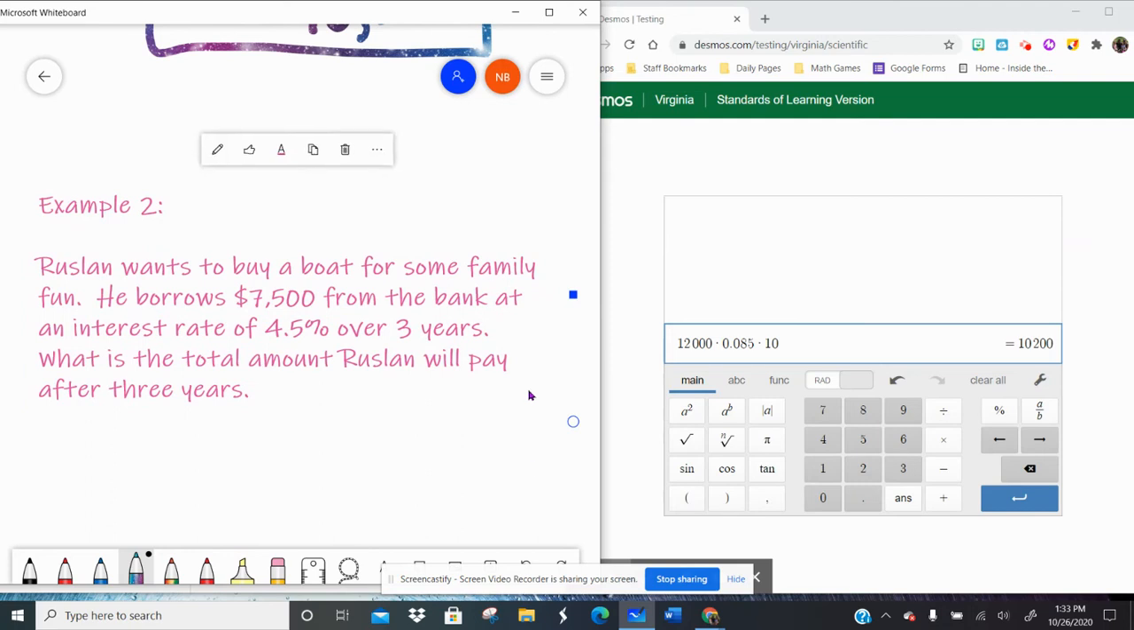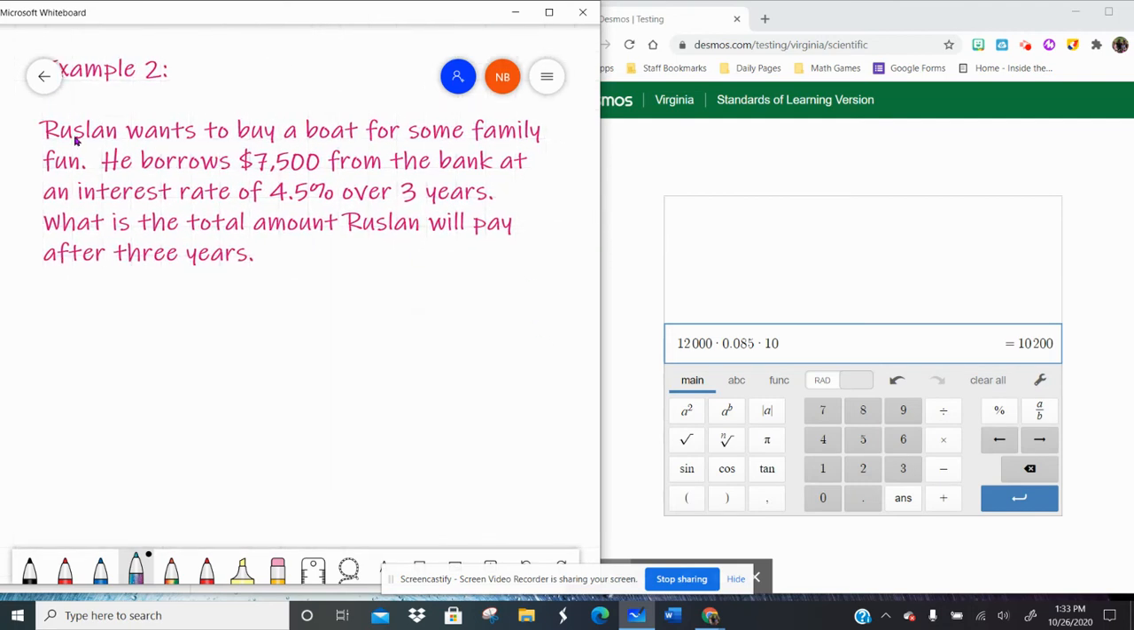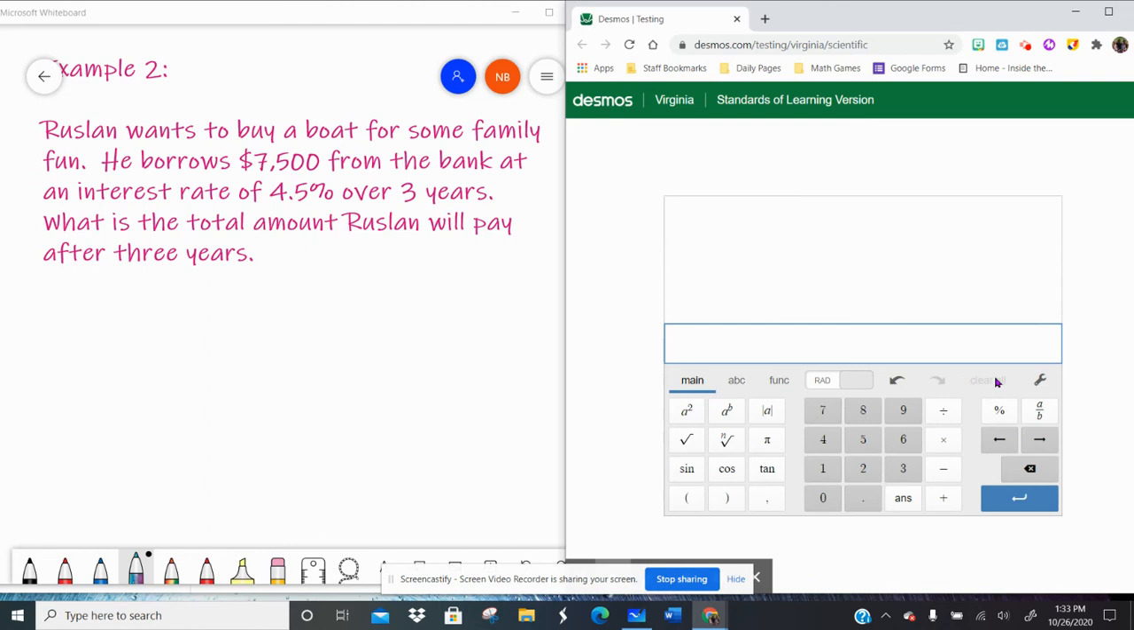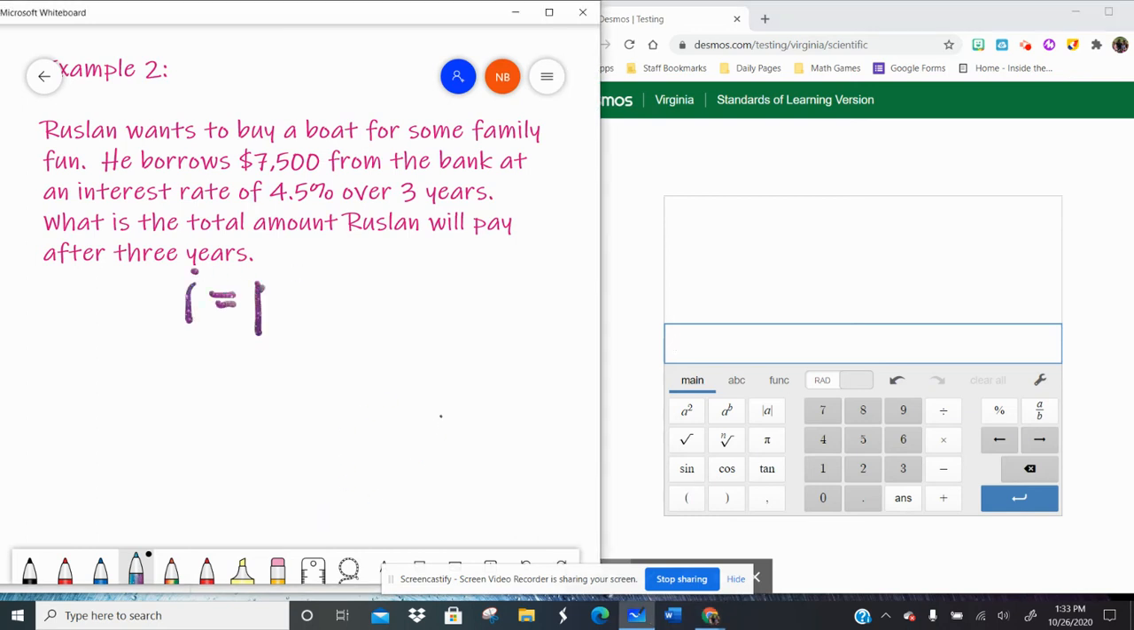Let's look at the second example, and maybe this will make a little more sense. This says Ruslan wants to buy a boat for some family fun. He borrows $7,500 from the bank at an interest rate of 4.5% over 3 years. What is the total amount Ruslan will pay back after those 3 years? So let's again write our formula. I equals PRT, so interest equals principal times rate times time. That 7,500 is the principal, the rate is 4.5%, and time is 3 years.